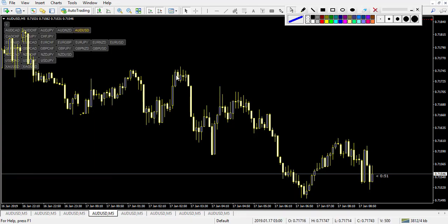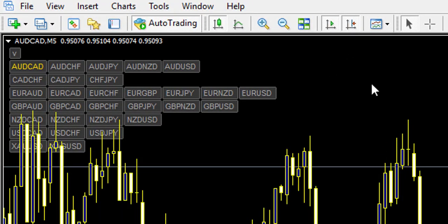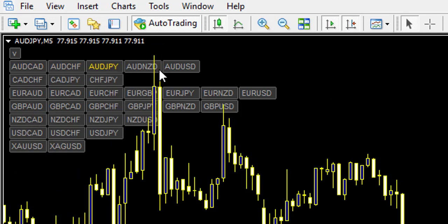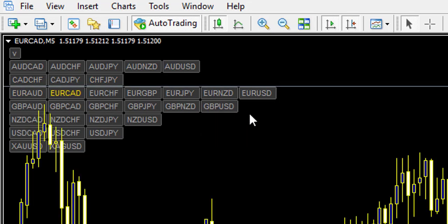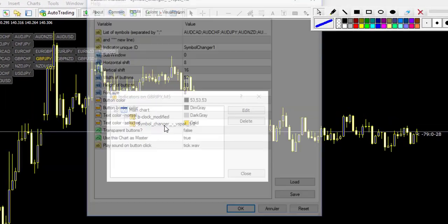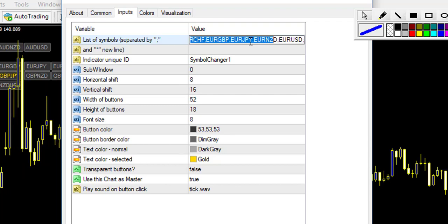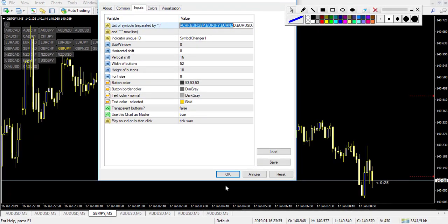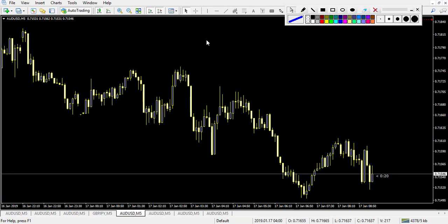The next indicator is the symbol changer. This symbol changer on the upper left corner of my chart permits you to change currency very easily and very fast from one to another. It will bring speed to your trading. If we go in the setup, in this specific line, you will enter all the currencies you want to trade. So you customize it based on the currencies that are available on your broker, and you just trade those specific currencies. That's it. It's a simple tool to make your trading easier.